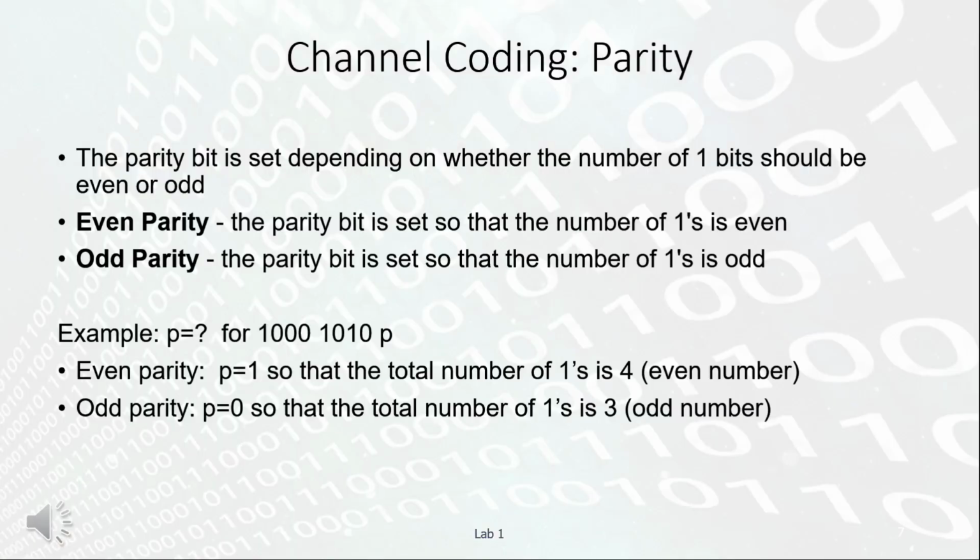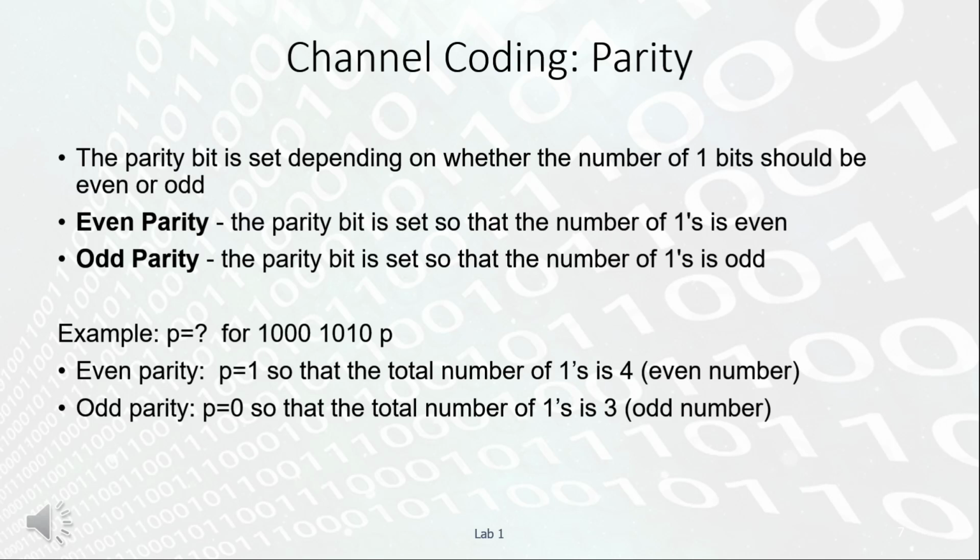So what is this parity checking, and how does it work? Well, effectively, the system chooses whether or not it wants to have even or odd parity. If the system chooses even parity, then it sets that parity bit so that the total number of ones in a set of bits is even. If the system has chosen odd parity, then the parity bit is set so that the total number of ones is odd. An example might illustrate this a little better.